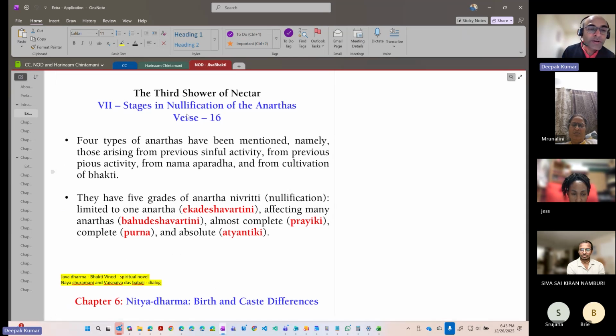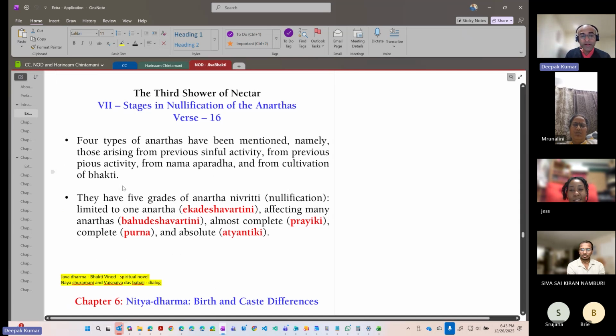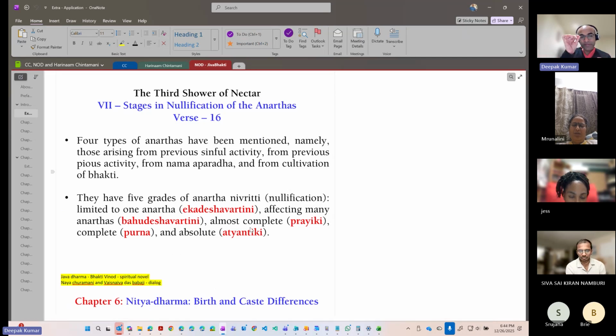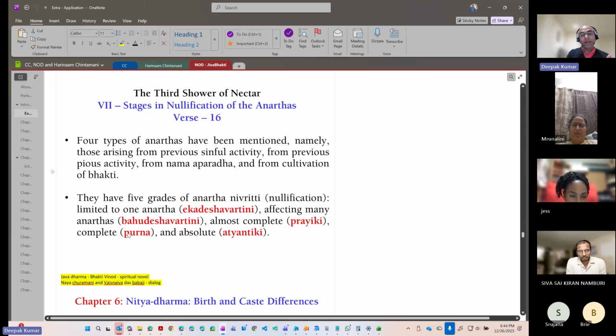So there are four types of anarthas, and this is something we will read later. They come into different categories. Here we have ekadesh, meaning one anartha, or multiple anarthas; prayayaki, which is almost complete alienation, though still there are some anarthas left; and purna, completely eradicated, where there is no trace of anartha.